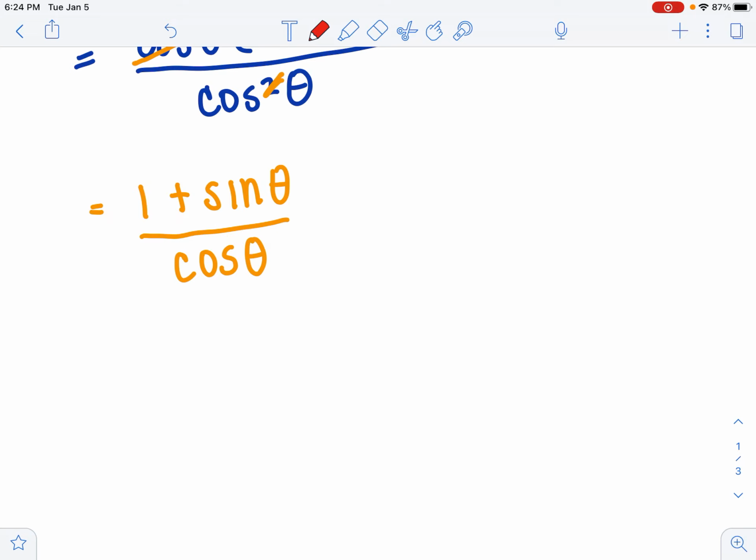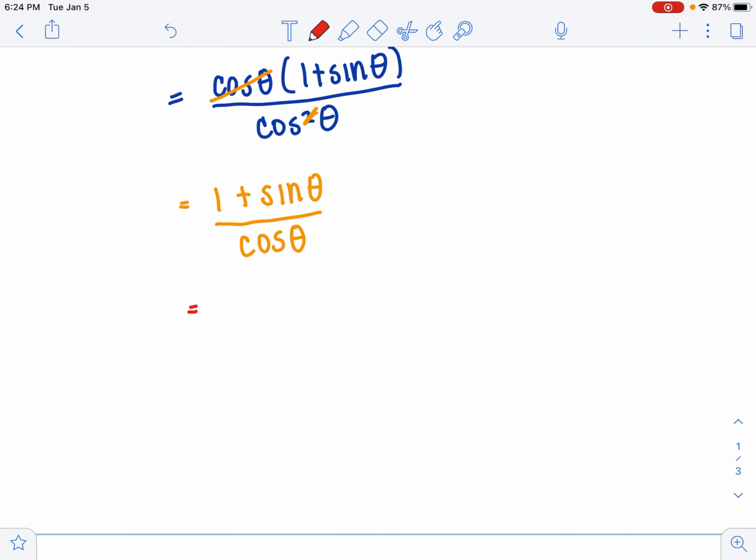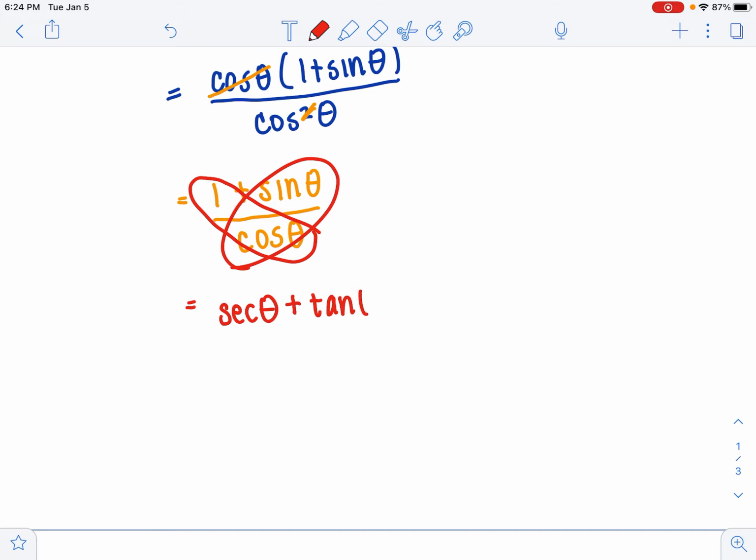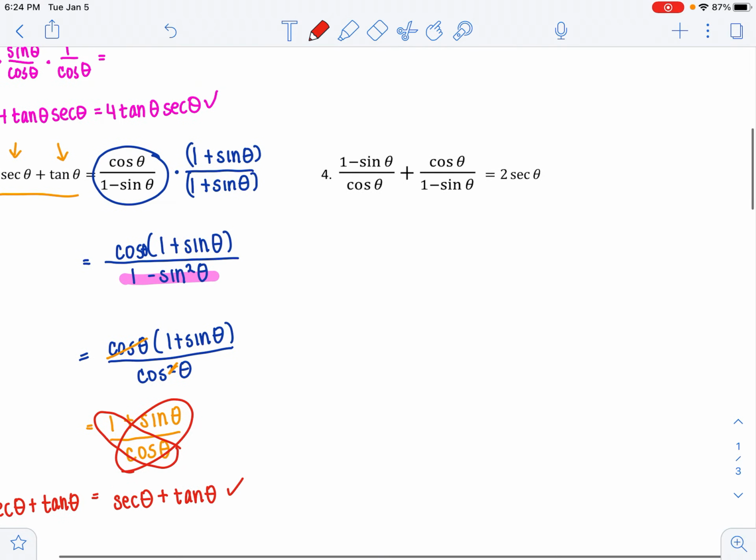You have it. All you have to do is divide. So I'm going to divide now. To show that I'm going to divide, I'm just going to keep it like this instead of writing an extra step. That's allowed. 1 over cosine is secant of theta. And then I have plus sine over cosine, which is tangent of theta. So I have secant of theta plus tangent of theta on this side also. The end. Okay.